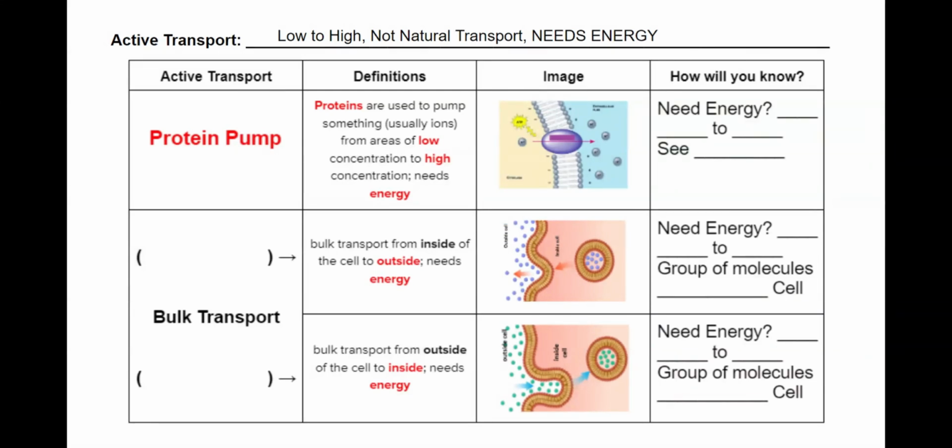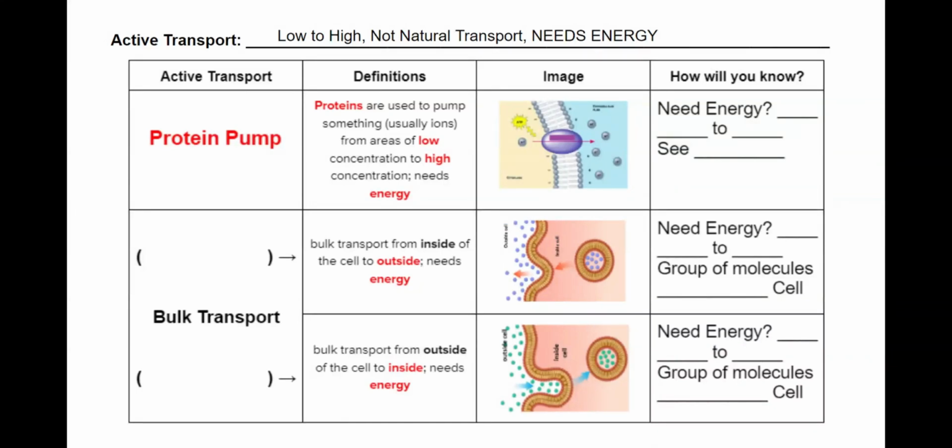Again, if you look at the image, low to high, and to go in that direction, you need energy. Also look at the image, ATP, energy. You can actually see it. Now let's go to bulk transport. One type of bulk transport goes from the inside to the outside.